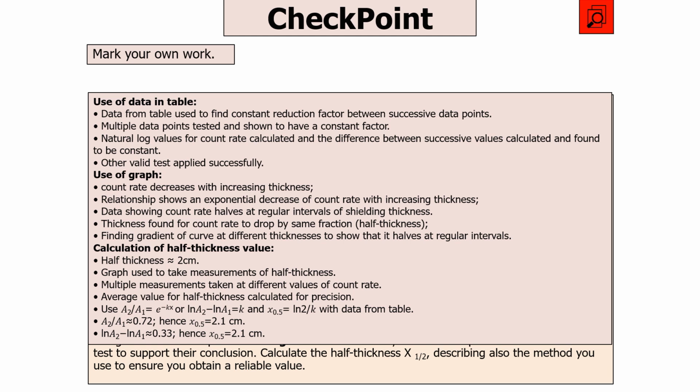The count rate should drop by the same fraction for each equal increase in thickness, and the gradient of the curve at different thicknesses shows it halves at roughly regular values. You should find from the graph that the half thickness is about 2 centimeters. You can use the graph to take measurements of values of half thickness. You should take multiple measurements to take an average value, so you can work it all through with your precision to be about 2.1 centimeters.